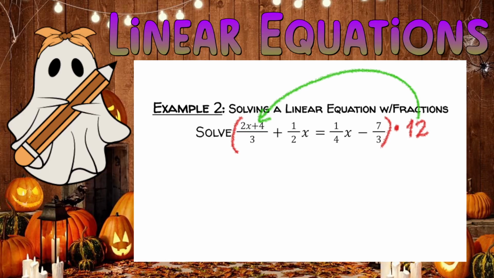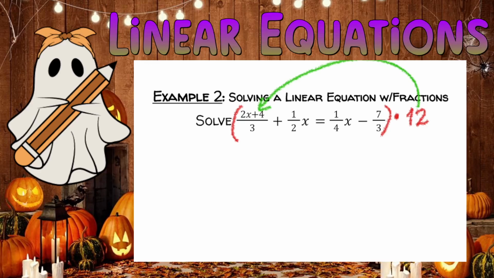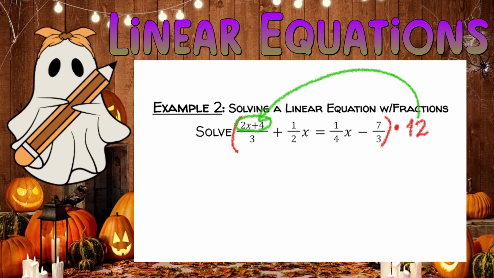If I distribute the 12, I'm going to reduce the 12 with the 3 to start. 12 divided by 3 is 4. Then I'm going to take 4 and multiply that by the numerator, distributing it. So 4 times 2x plus 4 is 8x plus 16. Next, 12 times this: first reduce 12 and 2, and that's 6. Then what is 6 times 1 times x? Well, that is 6x.